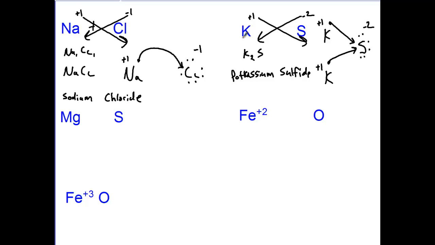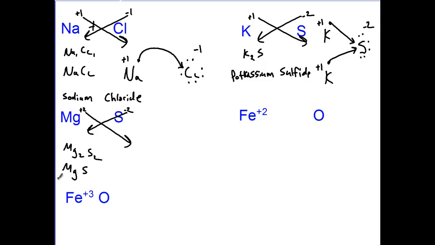All right, if you go to this compound right here, we've got magnesium, which is a +2, and a sulfur, which is a -2. So we're going to crisscross those. So I'm going to get Mg2S2. Now, an important thing, if you can reduce it down, you should do that. So we're going to get MgS.